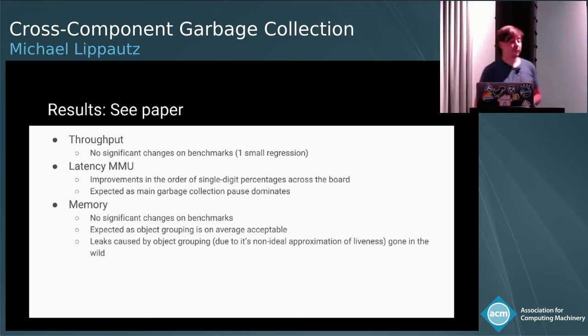We did observe improvements on mutator utilization, which is a metric that compares, for a given time window, how much time is spent in GC versus time spent in the mutator. We improved it in single-digit percentages across the board. That's expected because the main GC pause still dominates, so there is not much more to gain by just improving this part of the GC. For memory, we didn't observe significant changes on the benchmarks, which is also expected because the average case behavior for object grouping is okay. We realized, though, that the bug reports for the leaks stopped coming in, so we fixed those leaks in the wild, which is nice.